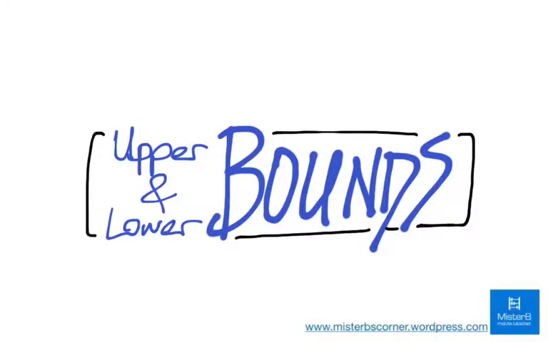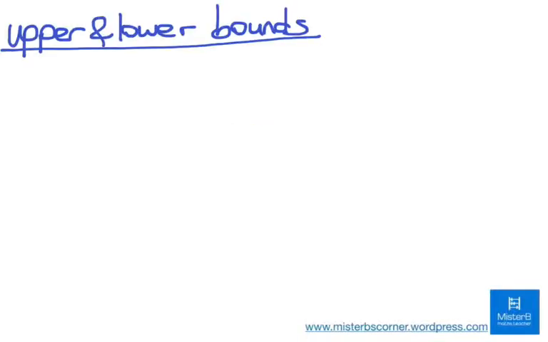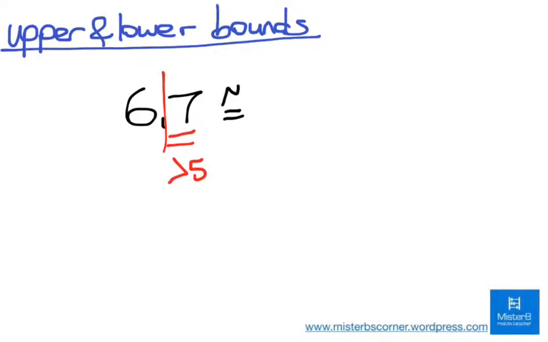In this video, we are going to talk about upper and lower bound. If I round 6.7 to the nearest whole number, what I need to do is to cut it from here and check this one, right? So just because it is bigger than 5, I will be rounding 6.7 to 7 as the nearest whole number.